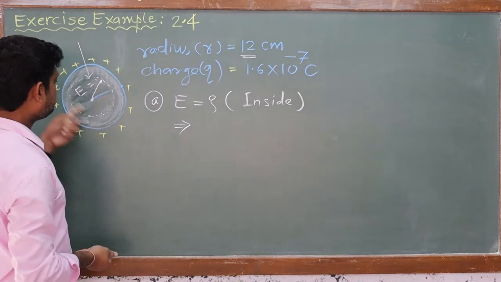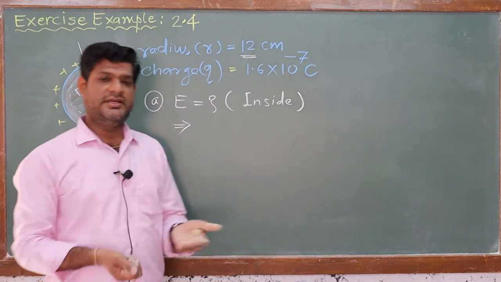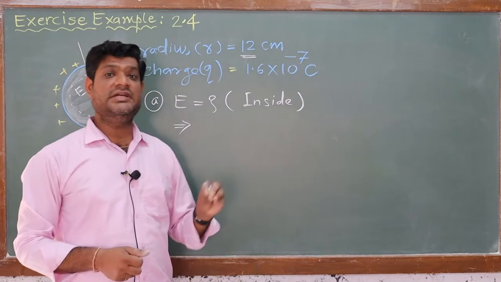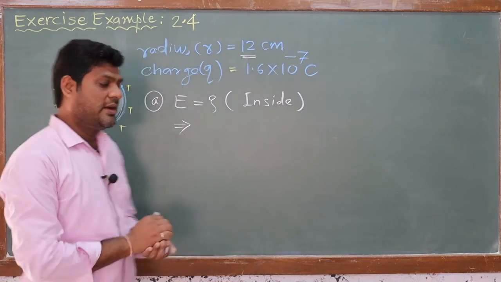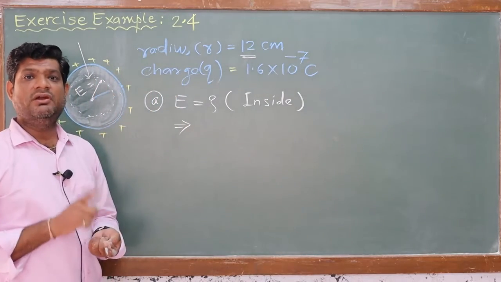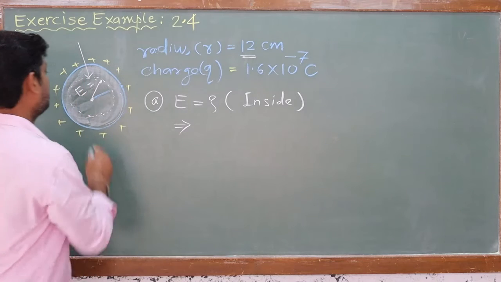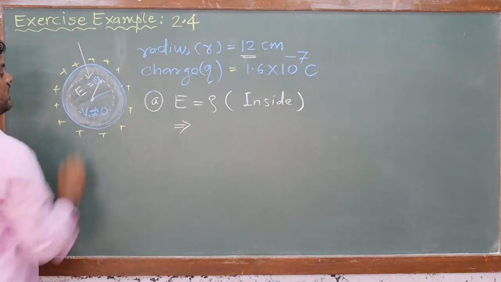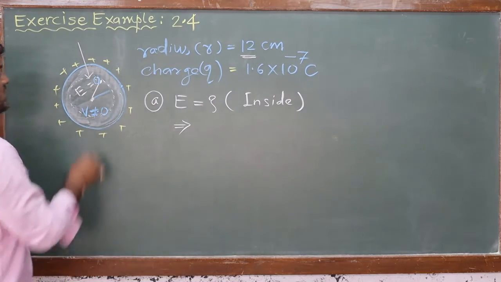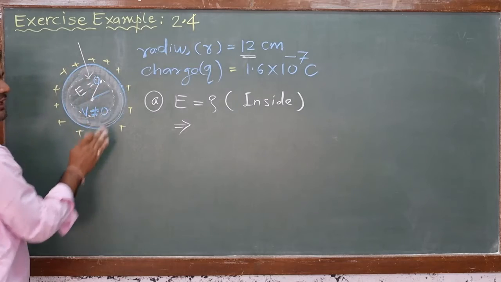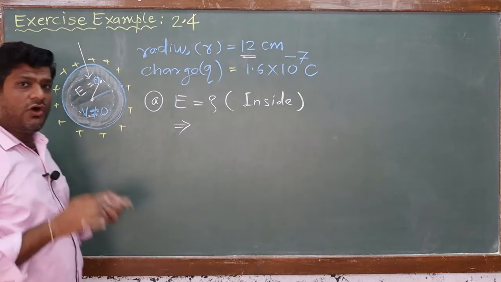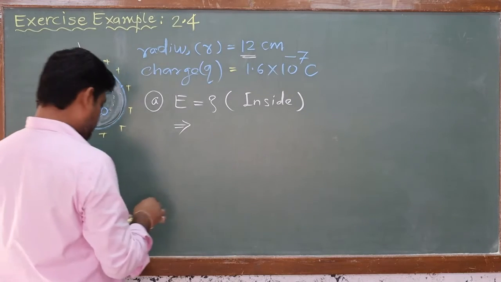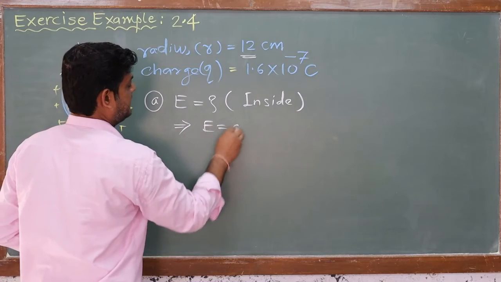Similarly, up to the radius 12 centimeter, inside there is no charge. That's why electric field inside will be 0. Right? But keep in mind, potential will not be 0. E will be 0, but potential will not be equal to 0. The potential is constant inside, right? The value of potential at all points will remain constant. Okay. So electric field will be 0. That we have decided.